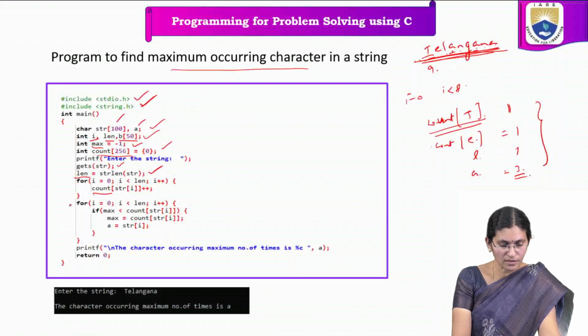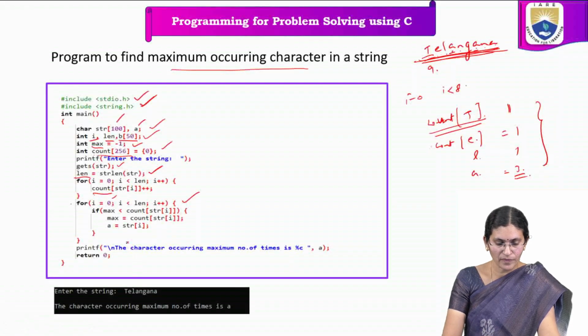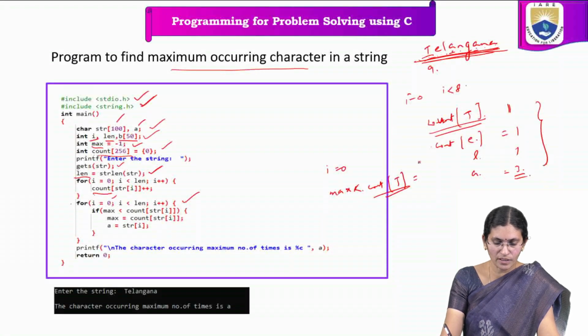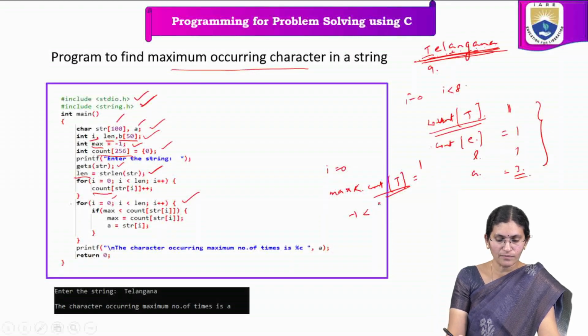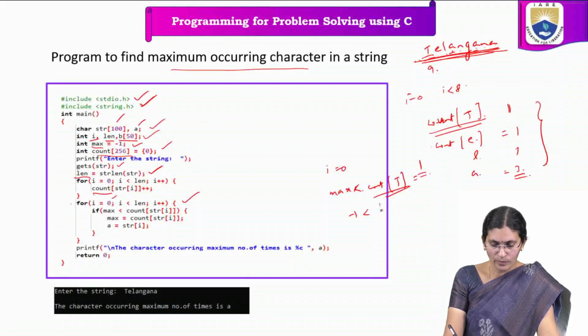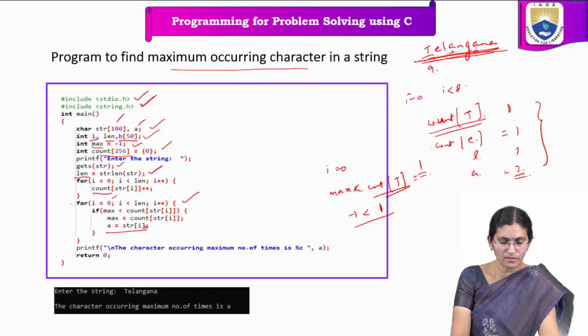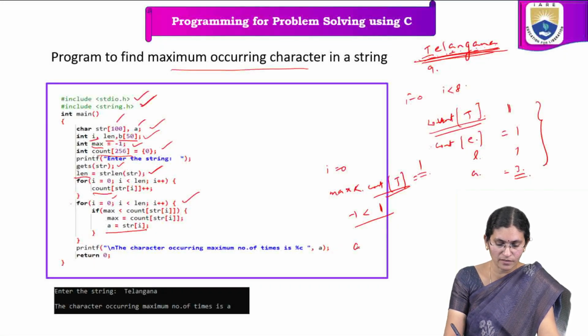Next, we are using another for loop which starts from i equal to 0, and we are also using a max variable. Check if max is less than count of str of i. For the first character t, count of t is 1, and max is assigned the value -1. Since -1 is less than 1, a is assigned the given character, that is t.